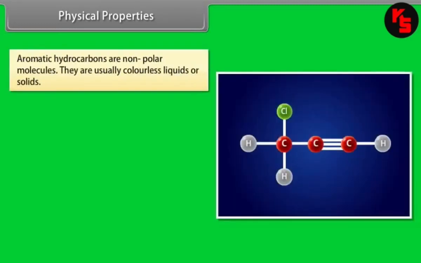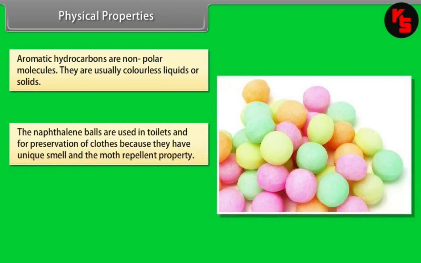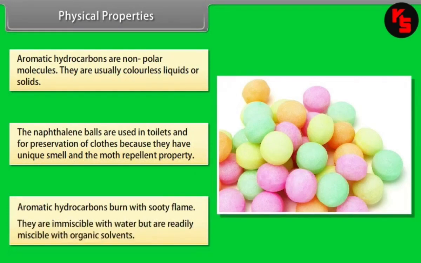Physical properties. Aromatic hydrocarbons are non-polar molecules. They are usually colorless liquids or solids. The naphthalene balls are used in toilets and for preservation of clothes because they have a unique smell and the moth-repellent property. Aromatic hydrocarbons burn with sooty flame. They are immiscible with water but are readily miscible with organic solvents.